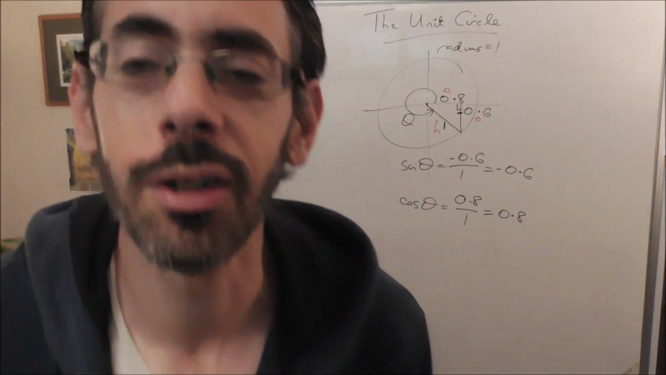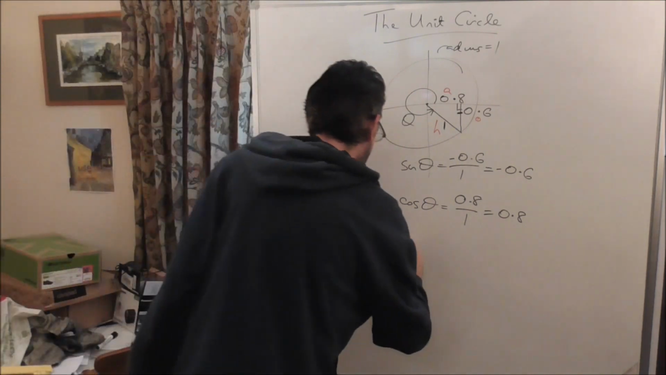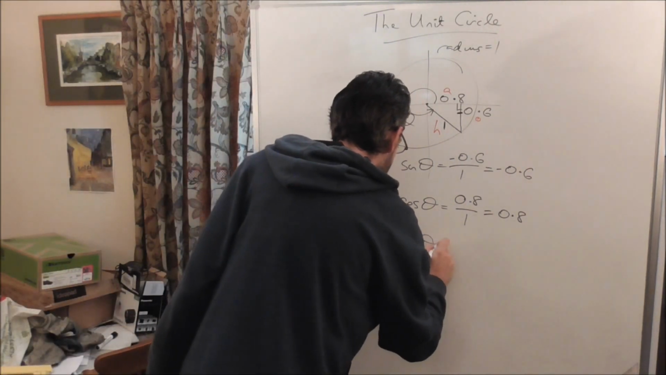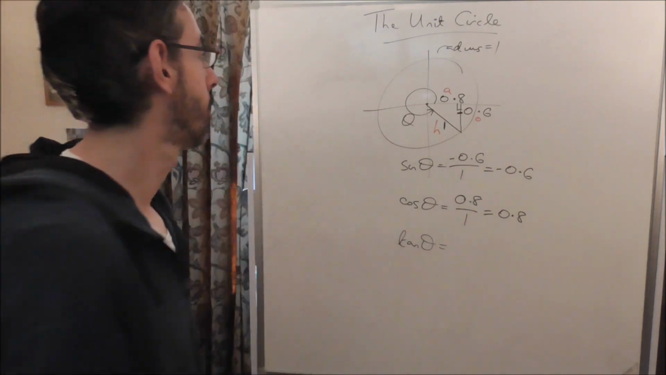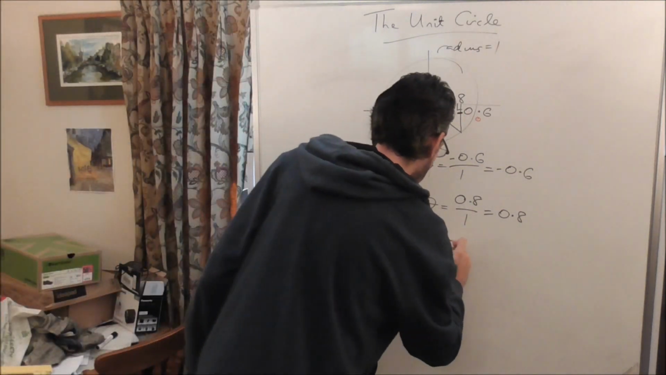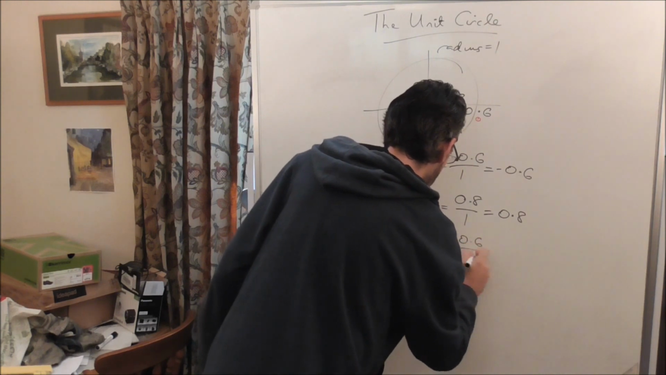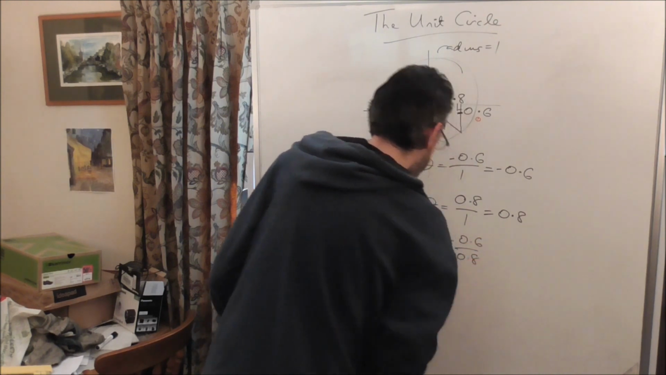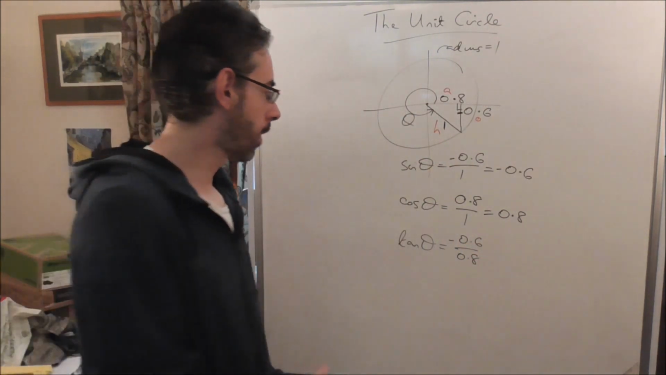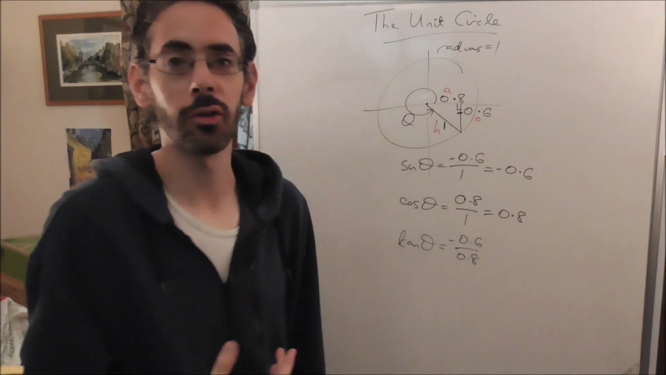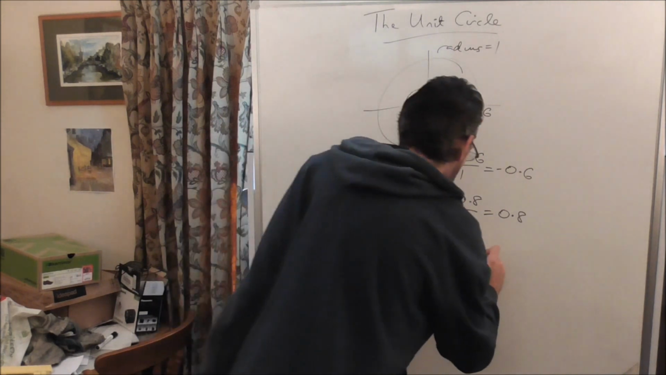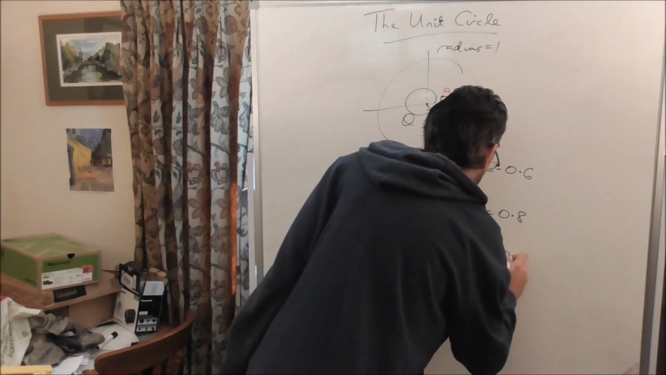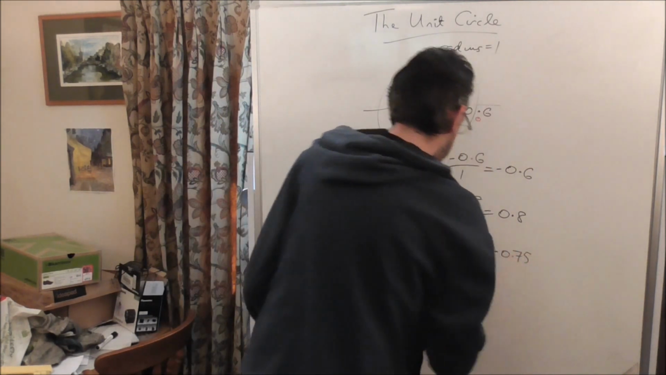What about tan theta? Well, tan theta is opposite over adjacent. So it's minus 0.6 over 0.8. That's the same as minus 6 over 8, which is just minus 3/4, or if you want it as a decimal, minus 0.75.